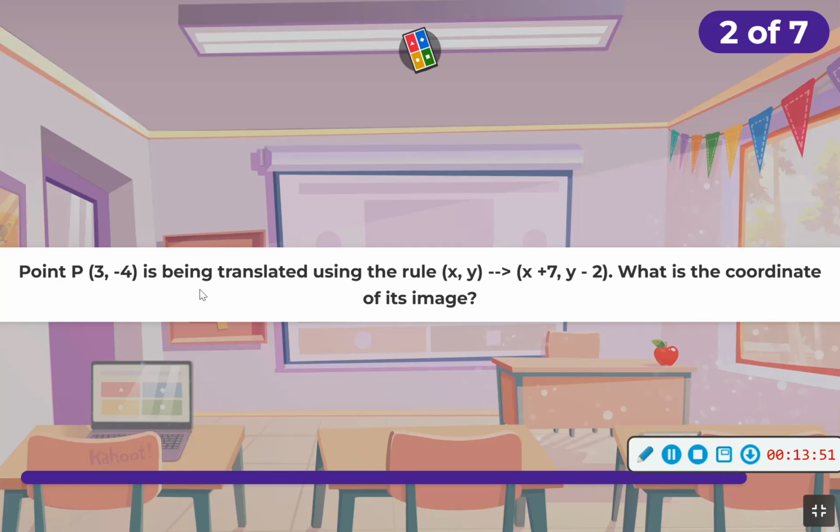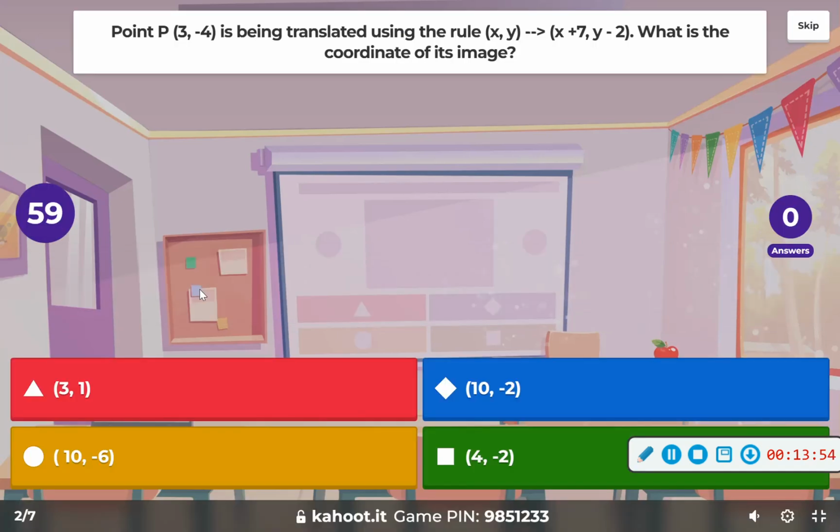All right, most missed question today on the quiz. If point P is at 3, -4, and it's being translated by the rule x plus 7, y minus 2, what is the coordinate of its image? Mia, Maddox, figure this one out. If you have the point 3, -4, you might want to use Desmos with this, and you have the rule x plus 7, y minus 2, what is the new coordinate?